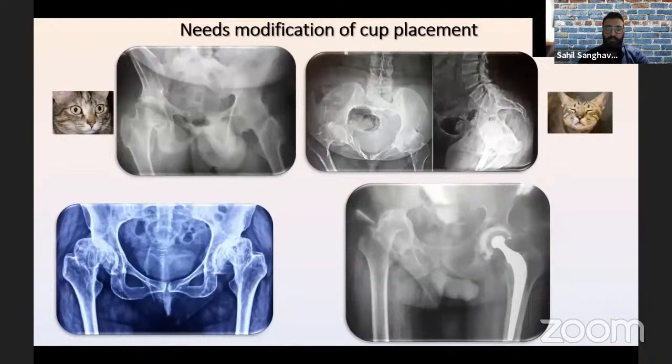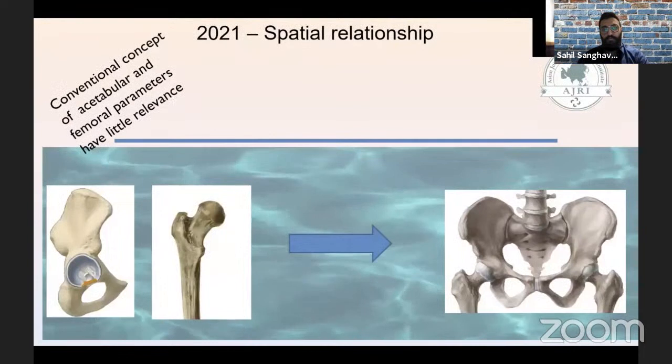So all this will need some modification of cup placement, but the principles remain the same. Another important point that we have in recent times is that the conventional concept of taking the acetabular parameters in isolation and the femoral parameters in isolation, restoring them, does not work anymore. Today we are looking at a 3D balance, where the only thing that is relevant is the combined relationship of both the acetabular and the femoral parameters. So that's what is very important today.